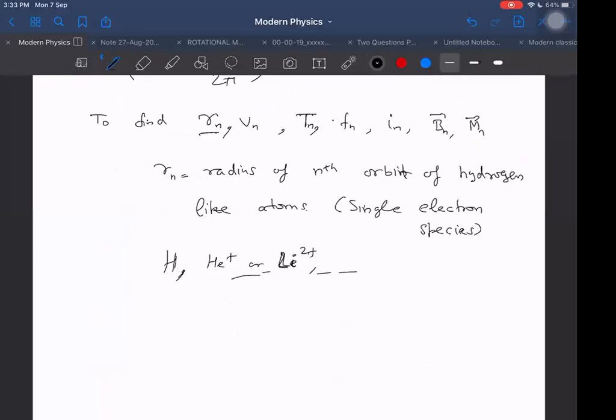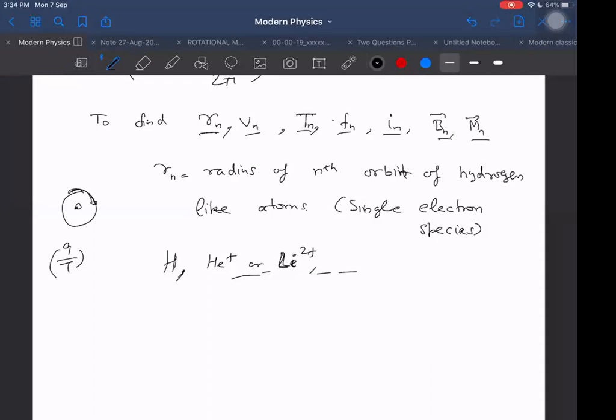First of all, Rn means the radius of the nth orbit. Similarly, Vn is the velocity of the electron in the nth orbit, Tn the time period of the nth orbit, and then the frequency of the nth orbit. In is the current. When an electron moves in an orbit, we can think of it like a current flowing in a loop. Charge flowing per unit time is the current. Then after finding the current in the loop, we can find the magnetic field at the center, at the nucleus.